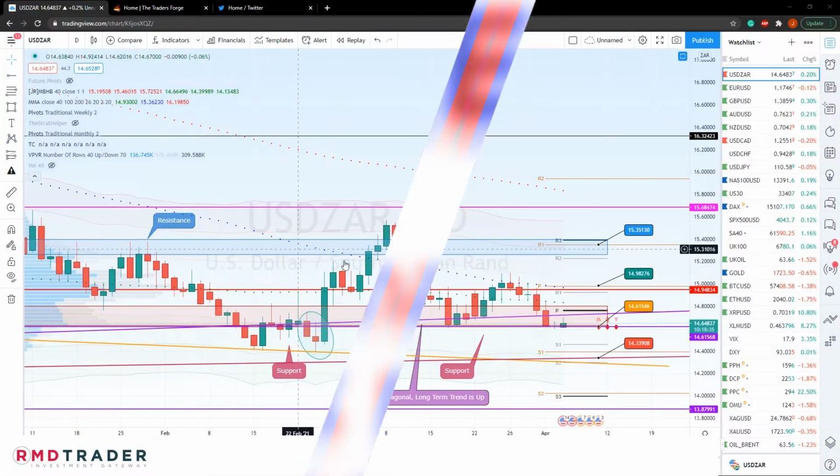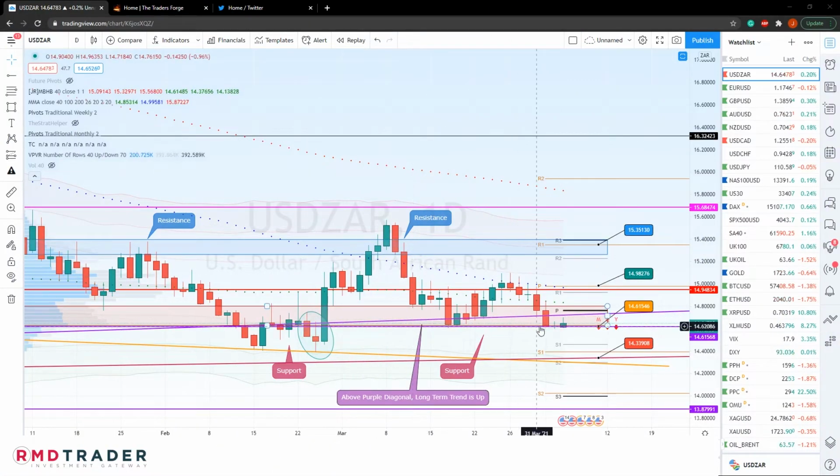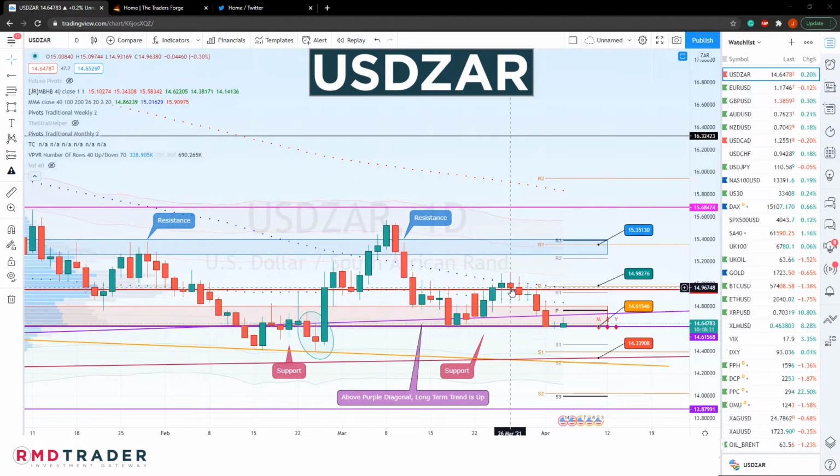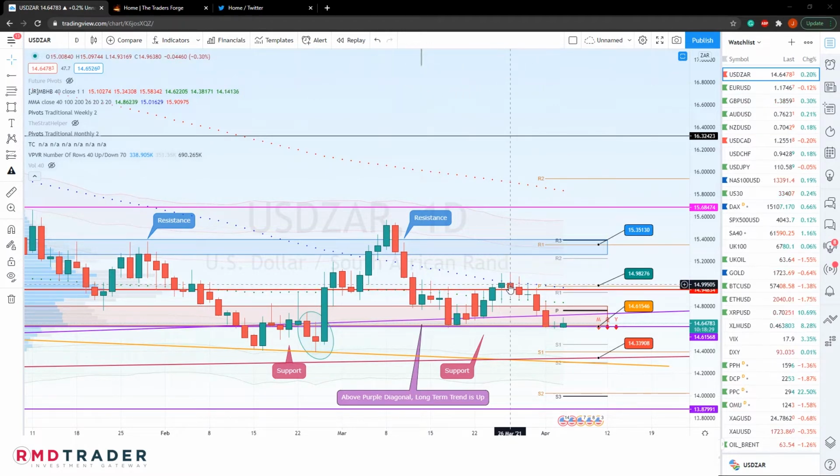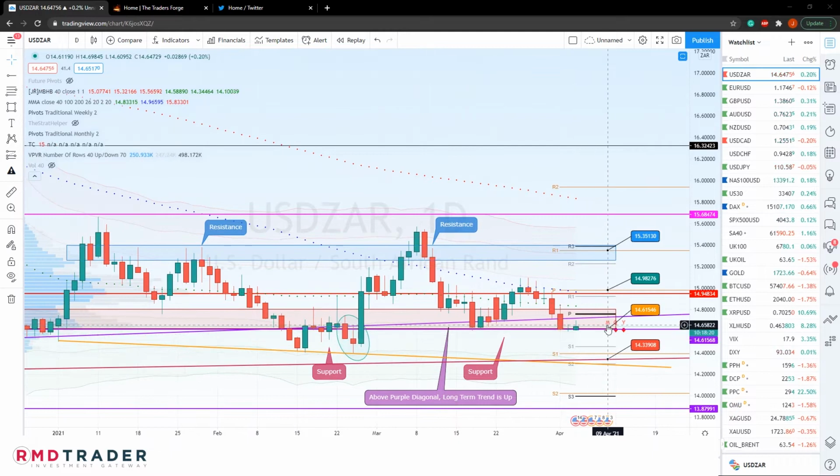We start by looking at the US dollar to South African rand. We can see after a brief test of that daily 100 SMA last week, price then got rejected and it's currently retesting horizontal support at about 1464. Overall price and trend is still down, so it would not be unlikely for price to move down into further support or deeper support at about the 1453 level. And of course, we also have that monthly S1 at 1438.